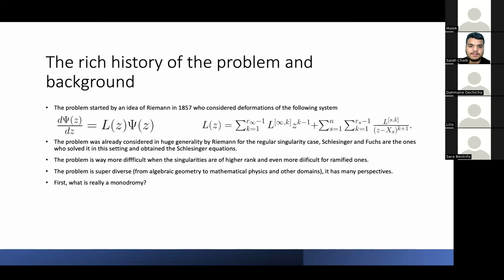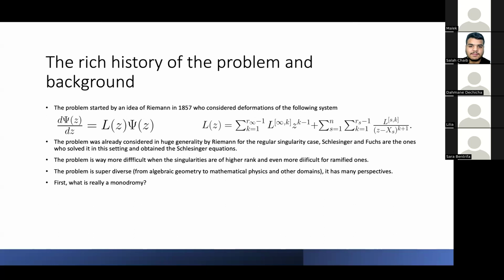It was first two people who solved this problem, namely Schlesinger and Fuchs. They solved the case for the regular poles. So literally, when you have poles of order R infinity or RS in my matrix L of Z, which I will call pretty often a Lax matrix.